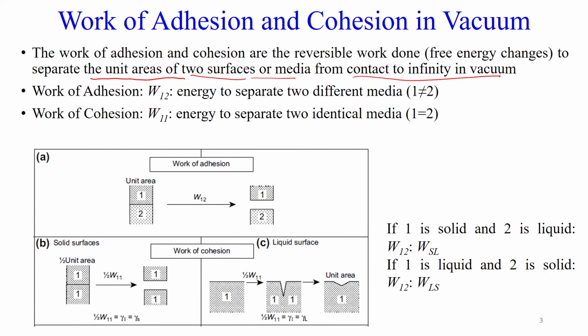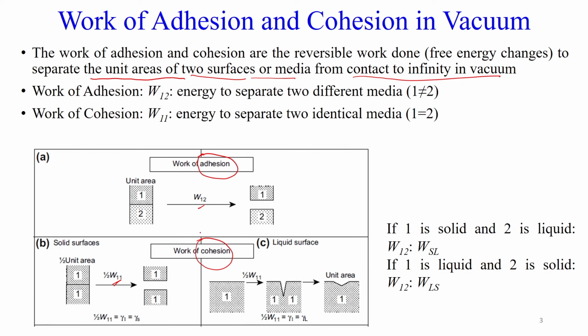You can see here, if the work is done between two different media like 1 and 2, this is called adhesion, and if it is done between two same media or two same surfaces, then it is called cohesion. So, W12 refers to adhesion, but if you write W11 it refers to cohesion.